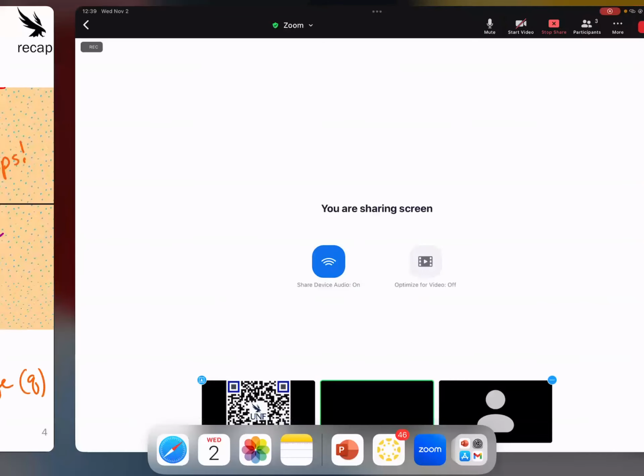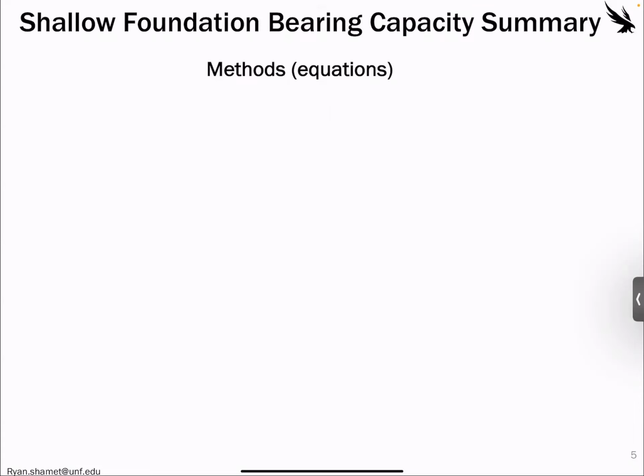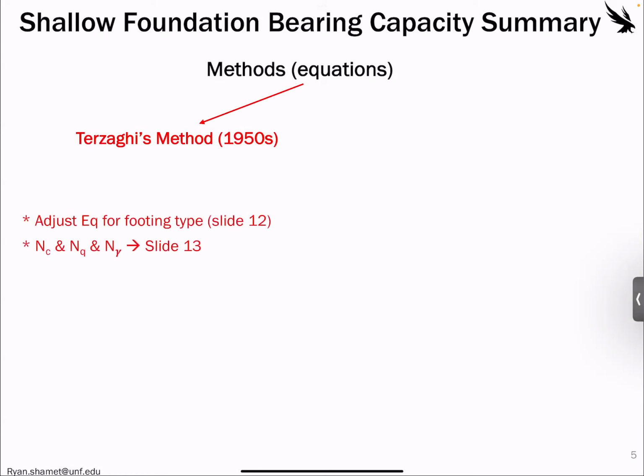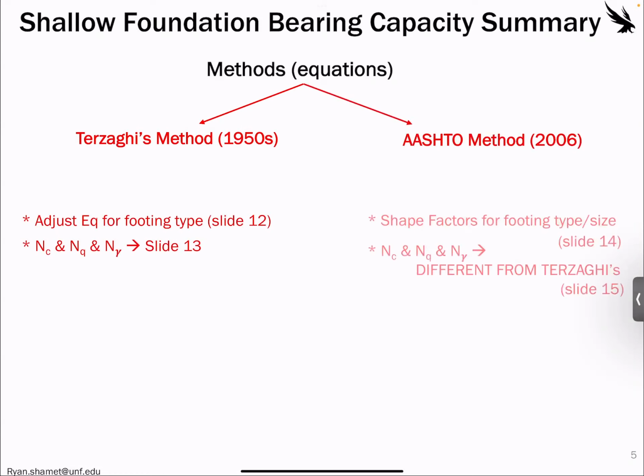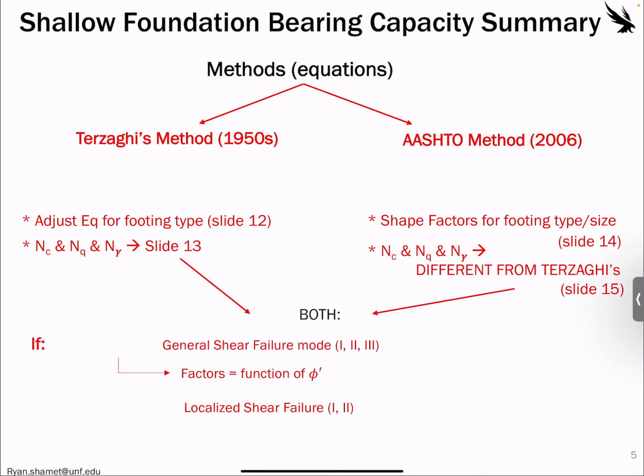Okay. Yeah. So here's a little flow chart to help with these two methods. As I mentioned last class, there are lots of different procedures, like Terzaghi and the AASHTO method. These are the two main ones that we're going to be focusing on. They both have a similar format. So Terzaghi's method is where you find the bearing capacity of the soil, which is QU, the ultimate bearing capacity.